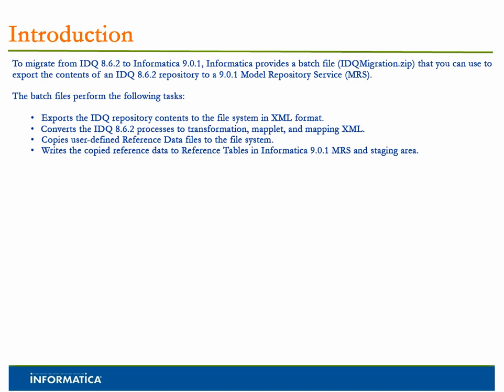To migrate from IDQ 862 to Informatica 9.0.1, Informatica provides a batch file, IDQ migration.zip, that you can use to export the contents of an IDQ 862 repository to a 9.0.1 Model Repository Service, MRS. The batch files perform the following tasks: export the IDQ repository contents to the file system in XML format, convert the IDQ 862 processes to transformation, mapplet, and mapping XML, copy user-defined reference data files to the file system, and write the copied reference data to reference tables in the Informatica 9.0.1 MRS and staging area.